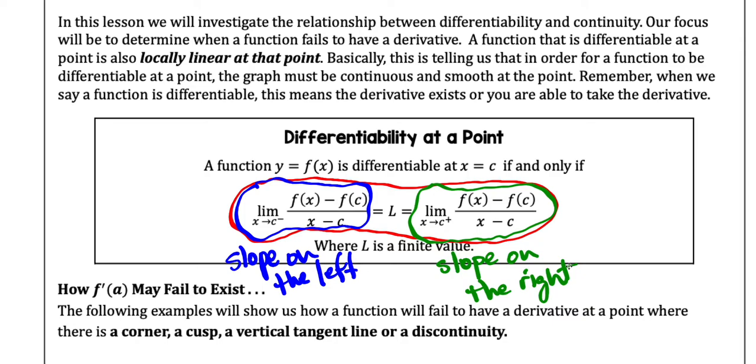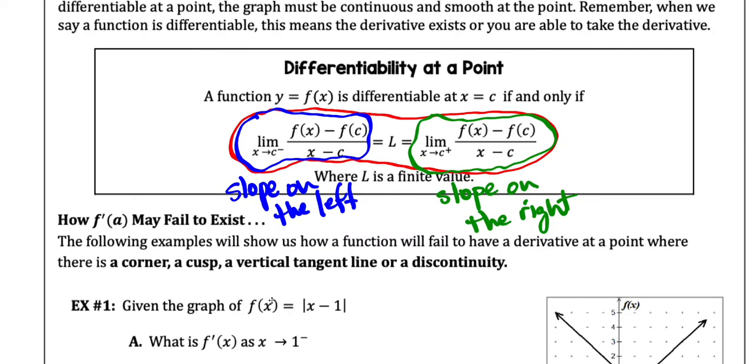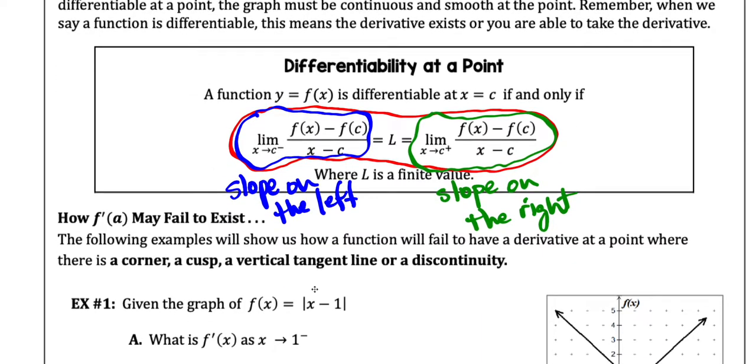Sure, that works, perfect. The L being a finite value just means it has to be a normal number. So like, the answer can't be infinity. That's why that L being a finite value is there. But very good. It's basically saying if your slope on the left and the slope on the right are the same, then it's differentiable. Which kind of makes sense. Like, if they're the same, then that's the slope.